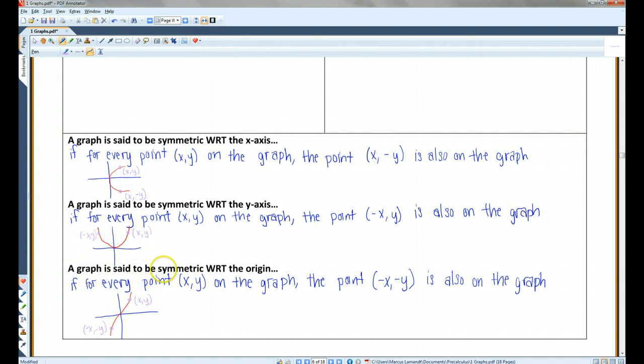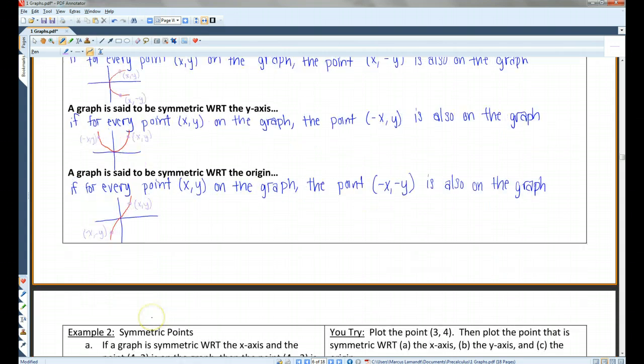A graph is said to be symmetric with respect to the origin if for every point x, y on the graph, the point negative x, negative y is also on the graph. So this is the graph of y equals x cubed. Every point up here is reflected down here. So x, y becomes negative x, negative y down here.